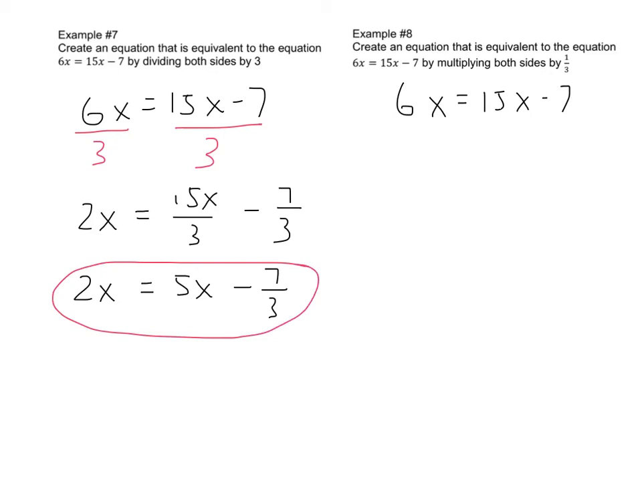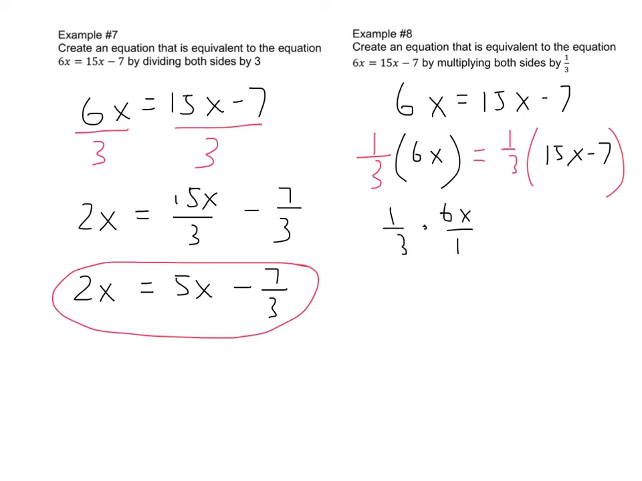Let's see what you got for the other one. Let's see if you got the right answer in this one. All right, we're going to multiply both sides here by 1/3. So we're going to do 1/3 times 6x. And then we're also going to do 1/3 times 15x minus 7. On the left, let's go ahead and multiply this. This is the same thing as saying 1/3 times 6x over 1. And then on the right, let's distribute the 1/3.